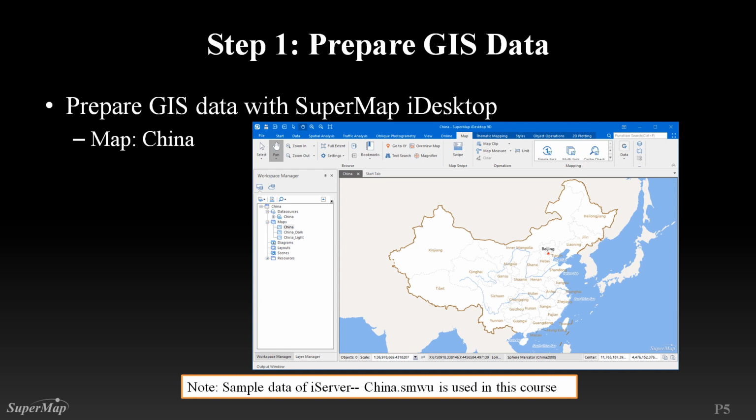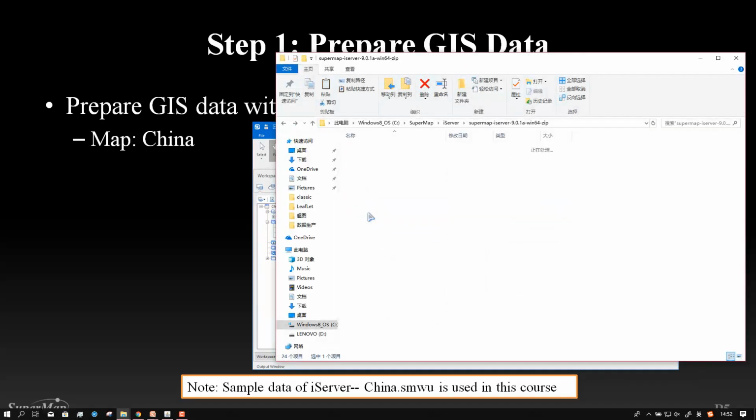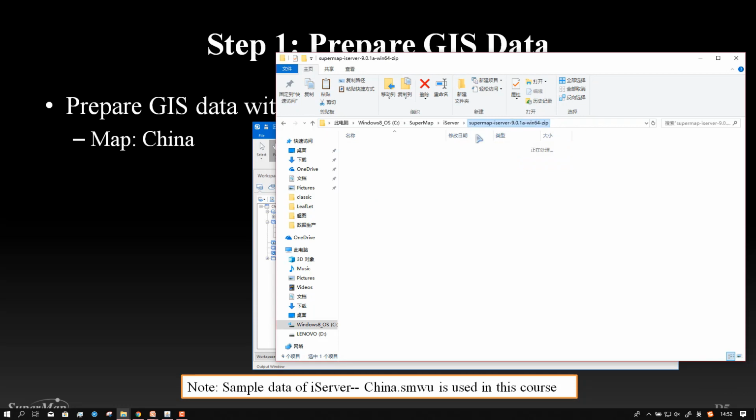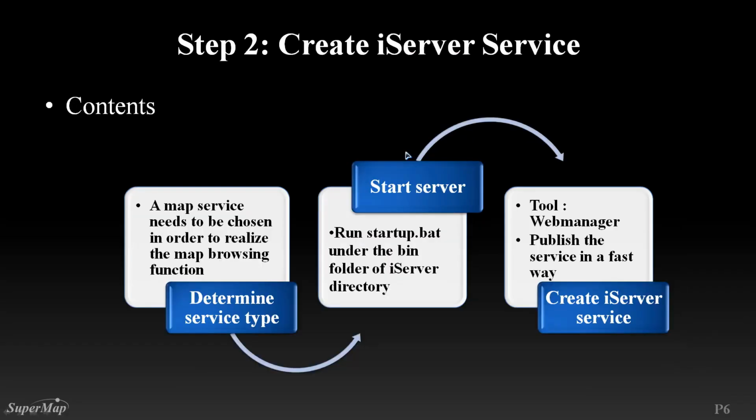The China data. Well, then where's the data? We can find the data under the sample folder in the iServer installation directory. As you can see, in the data folder, we can find the China data, the China workspace. When the data is ready, the second step is to create the iServer service. To create the service, we first need to determine the type of the service. Considering that we plan to achieve map browsing, we need to create a map service.